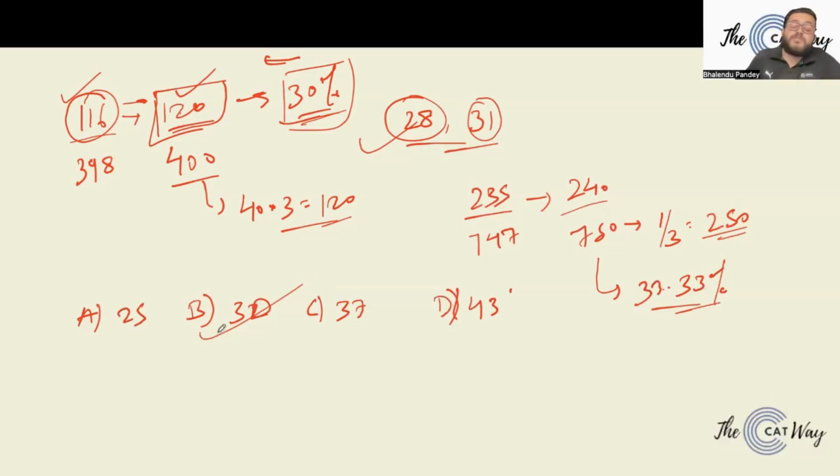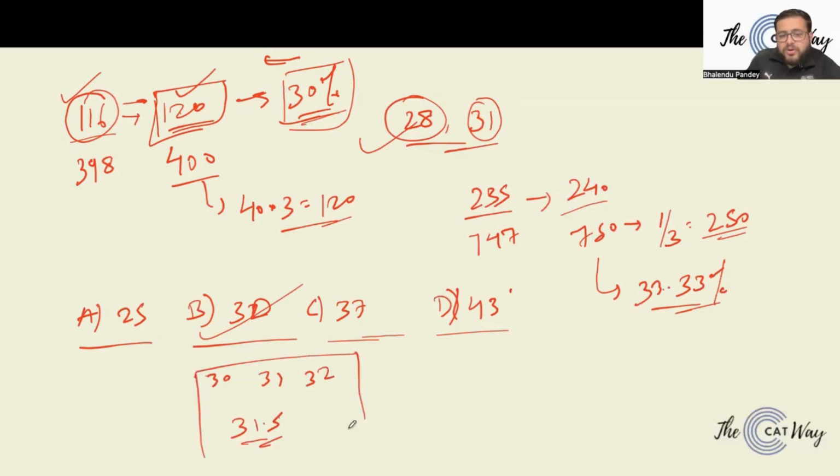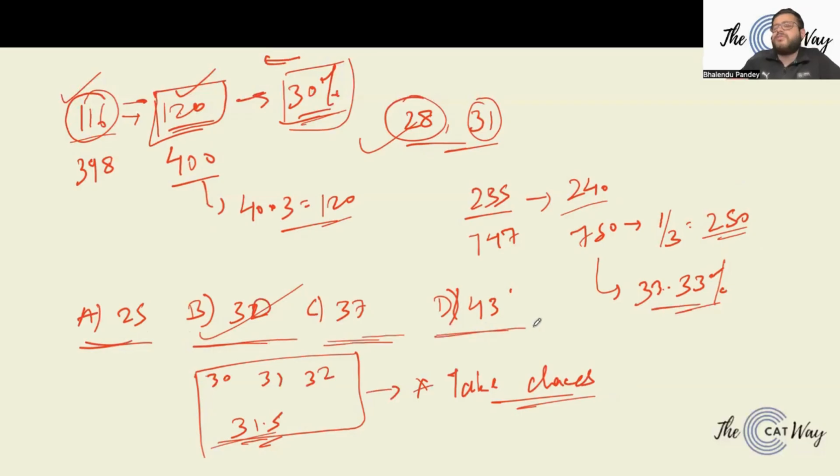Because you're doing approximation, your options have to be far away. Your options necessarily have to be far away, because if they are close, let's say one option is 30, one option is 31, one option is 32, one option is 31.5, in that case you will have to use your calculator and arrive at the exact answer, because you cannot take your chances. But whenever you see that your options are far apart, you can take that risk of approximation and you will very easily arrive at the answer.